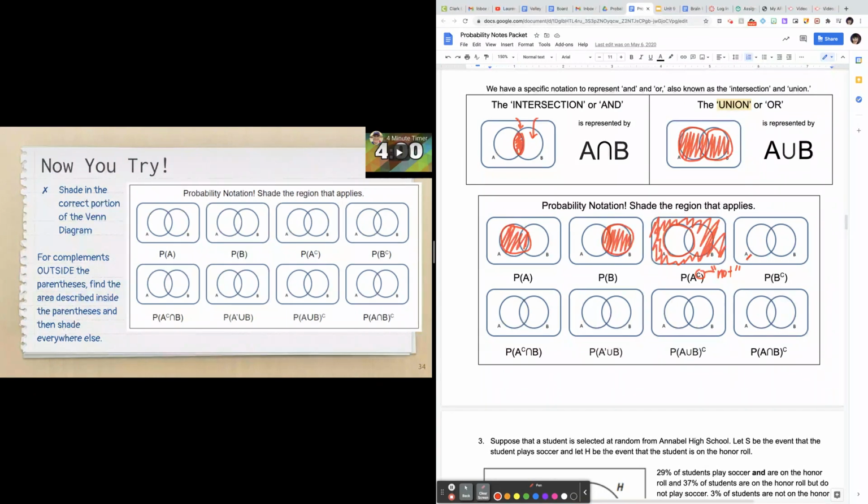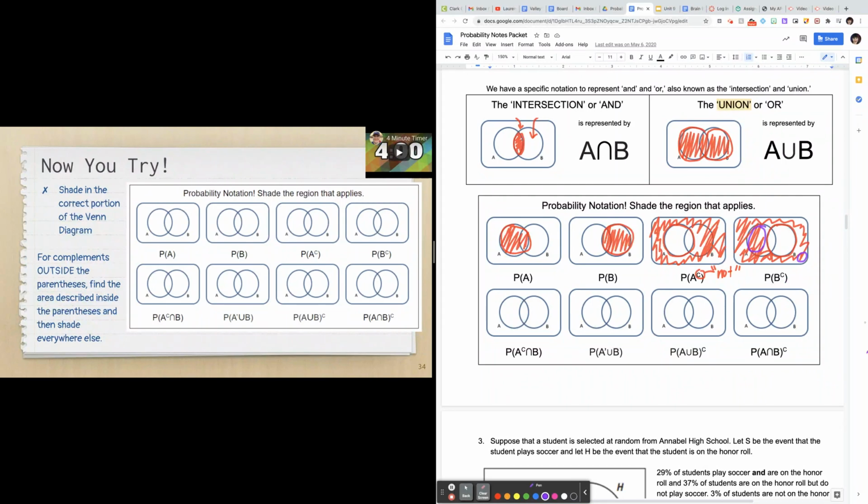Okay. Very similar for probability of not B, right? So I would find, okay, where is B? So that's this whole big circle right here. And then I'm going to shade everywhere else that's not that circle B, right? So if I wanted to find the probability of not B, what I would do is add this little moon type shape for only A, and then I would add the neither A nor B, okay?